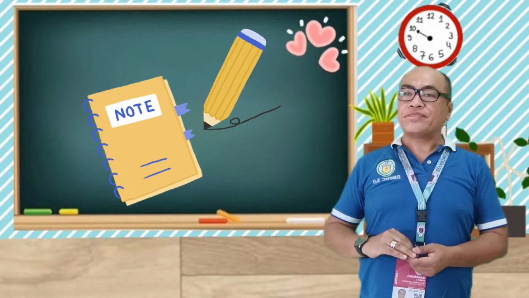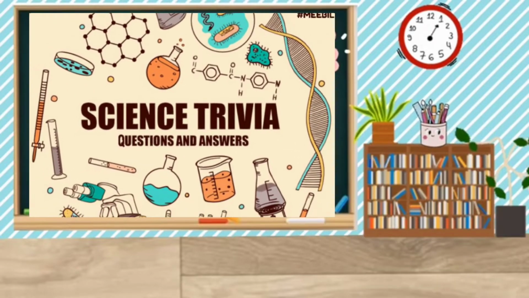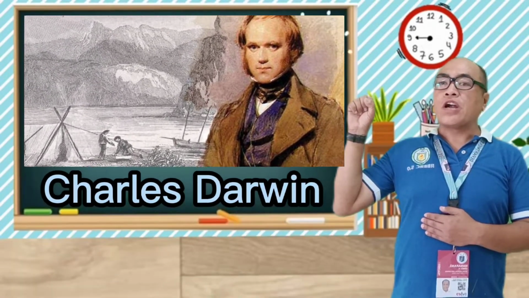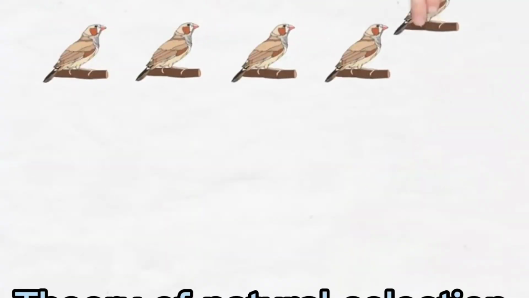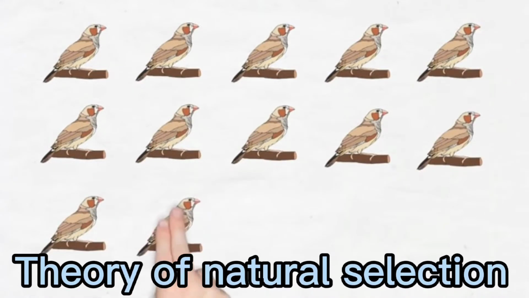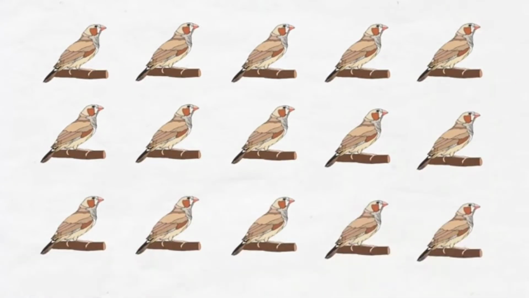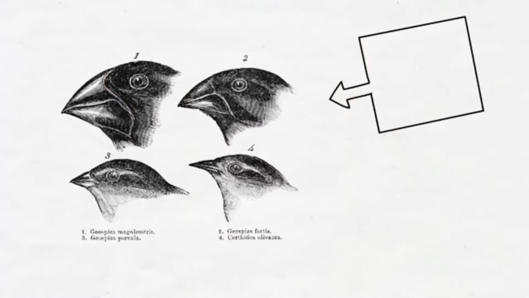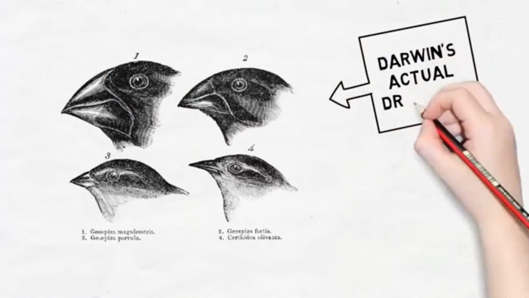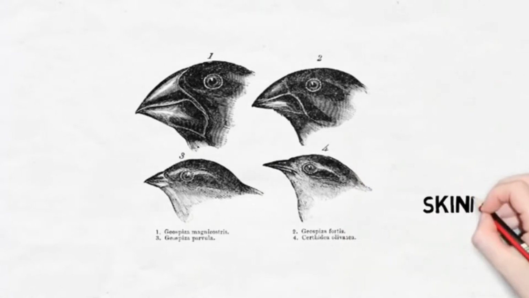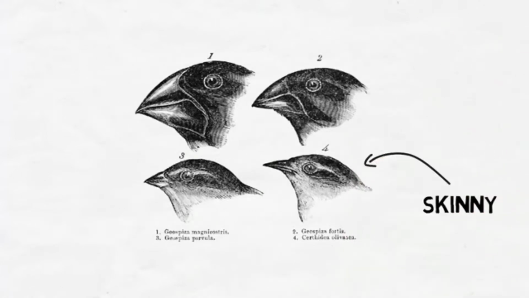It's trivia time! What did Charles Darwin discover on the Beagle voyage? His observations led him to his famous theory of natural selection. According to Darwin's theory, variations within a species occur randomly, and the survival or extinction of an organism is determined by its ability to adapt to its environment.